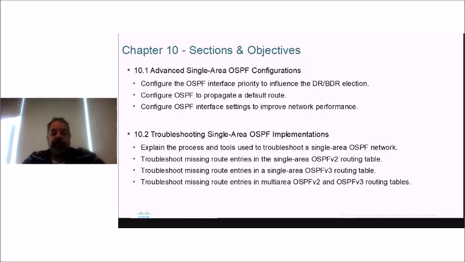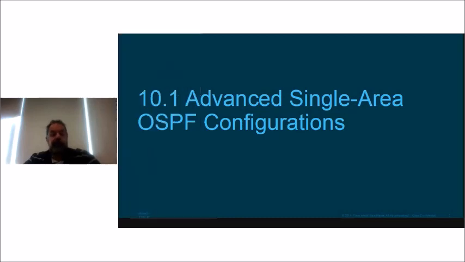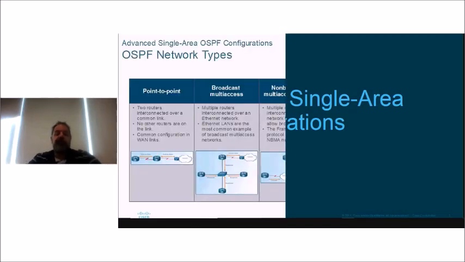Then troubleshooting, we'll look at the processes and tools that are involved in troubleshooting OSPF, and we'll look at finding missing route entries on OSPF version 2 and 3 routing tables to try and fix some problems that can occur.